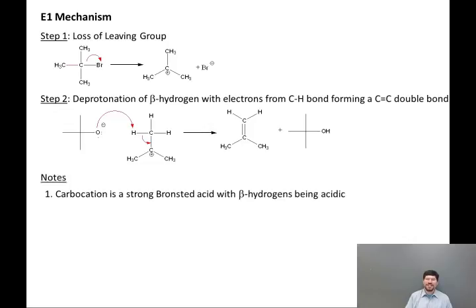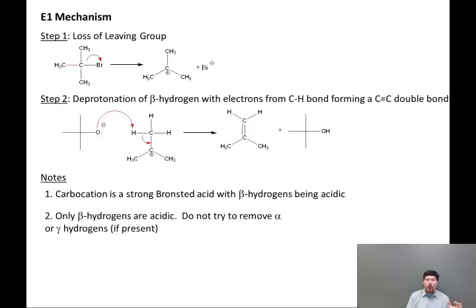So let's look at some features and notes about this mechanism. So first of all, as you can see, the carbocation is a strong Bronsted acid. It is positively charged. We've seen a lot of strong acids as being molecules with positive charges, and this one's not an exception. We generally think of a carbocation like this as having a pKa along the lines of H3O+, definitely a negative pKa, which makes it a strong acid. And the beta hydrogens are the ones that are acidic. Only the beta hydrogens are acidic.